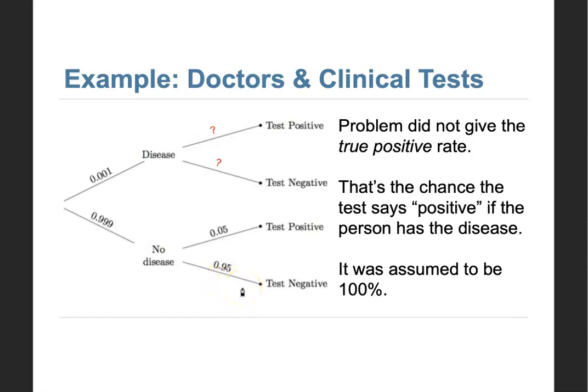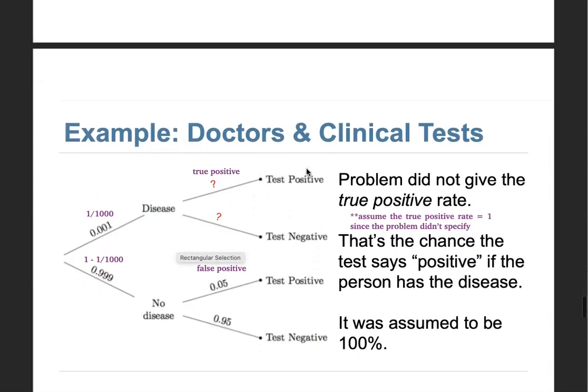One thing we're looking for is the people who have the disease and test positive. But the problem didn't give us the true positive rate. The true positive rate means you have the disease, then you test positive. The false positive means you don't have the disease, but you test positive. Since we don't have this information, we just assume the people with the disease test positive is 100%.